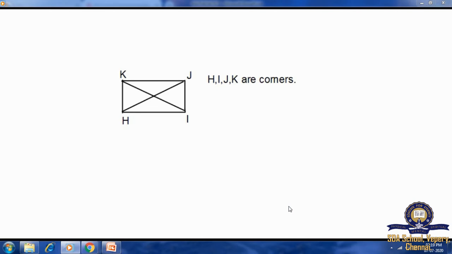Now we are going to find the sides. H and I are the side, I and J are the another side, J and K are the another side, and last K and H. Okay, now we are going to write HI, IJ, JK, and KH are the sides.